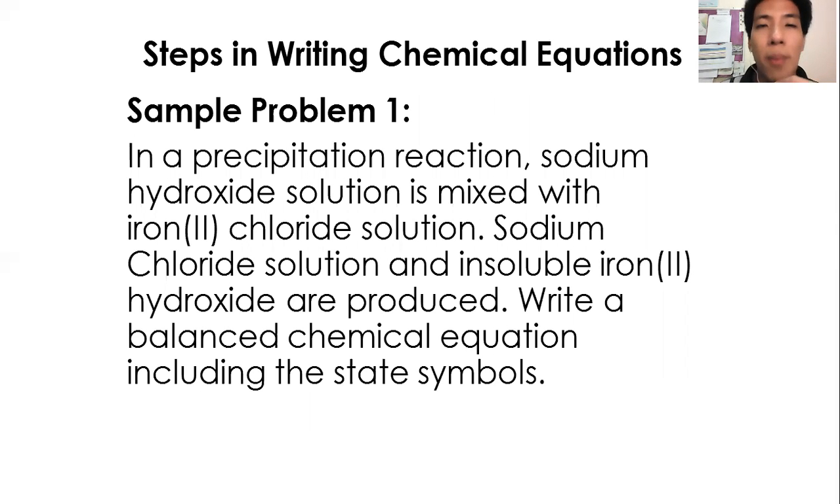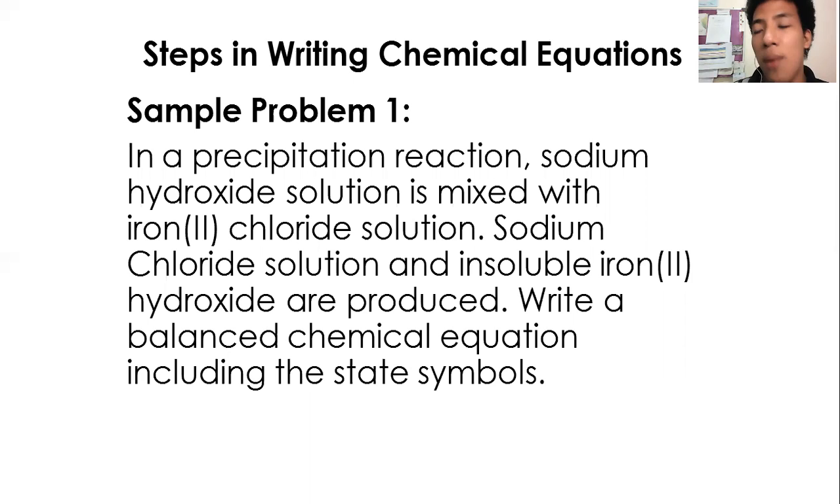Okay, we have sample problem number 1. In a precipitation reaction, sodium hydroxide solution is mixed with iron(II) chloride solution. Sodium chloride solution and insoluble iron(II) hydroxide are produced. Write a balanced chemical equation including the state symbols. So first, we have to inspect the problem. Here we have sodium hydroxide solution that is mixed with iron(II) chloride solution, so definitely these are our reactants. Then we have the sodium chloride solution and insoluble iron(II) hydroxide, which are the products. So write a balanced chemical equation.